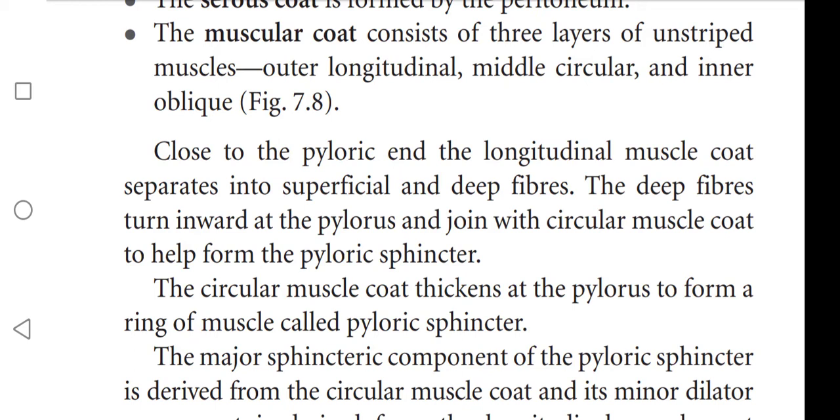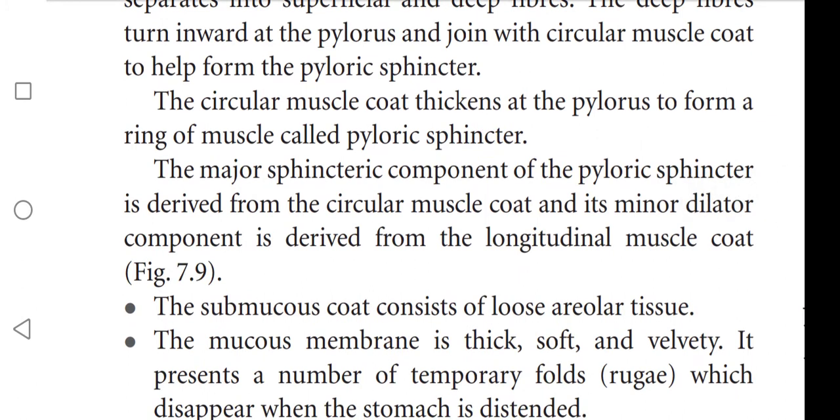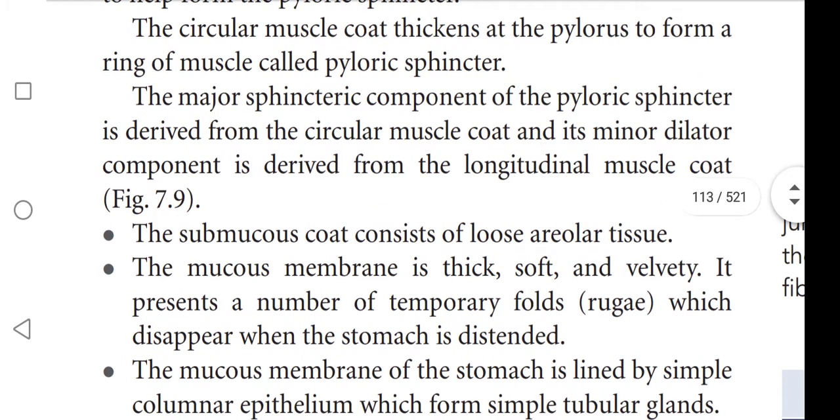Next, the circular muscle coat thickens at the pylorus to form a ring of muscle called the pyloric sphincter. The major sphincter component of the pyloric sphincter is derived from the circular muscle coat, and its minor dilator component is derived from the longitudinal muscle coat.